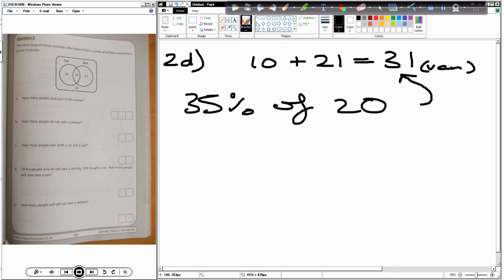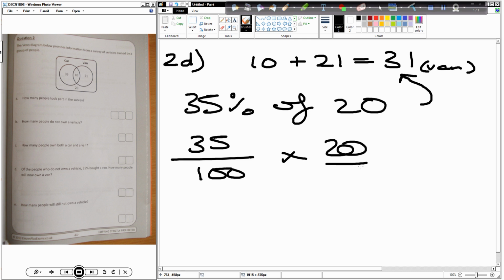So let's work out 35% of 20 now. So 35% is 35 over 100 times 20 over 1. So what we could do here, first of all, we could try to cancel diagonally. So 20 and 100, they will both divide by 20. So 20 divided by 20 is 1, 100 divided by 20 is 5. So we've got here 35 times 1 on the top, and on the bottom we have 5 times 1. So we have altogether 35 over 5. So 35 over 5 will give us 7.